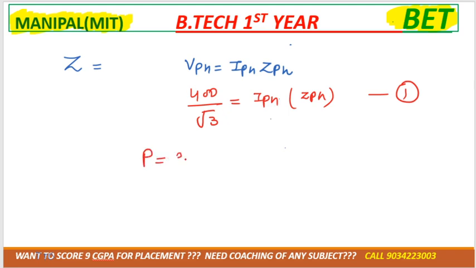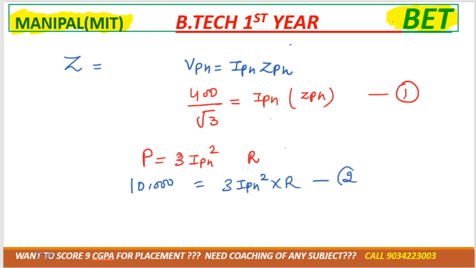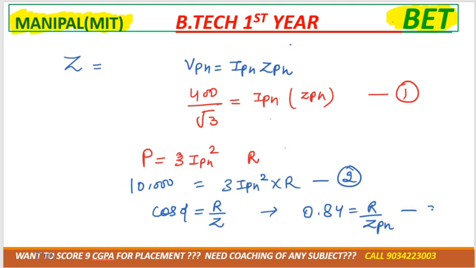Power is equal to, as this is three phase, 3 IPH square R, right? Yes or no? It's a three phase. So power is 10 kilowatt, so 10,000 watt equals 3 IPH square multiplied by R. So this is the second equation. Next they have given that cos phi equals R over Z. Cos phi is 0.84, equal to R over ZPH. This is the third equation, correct?